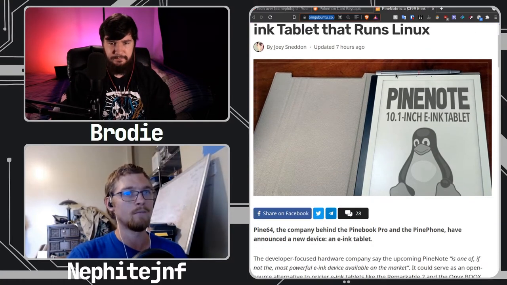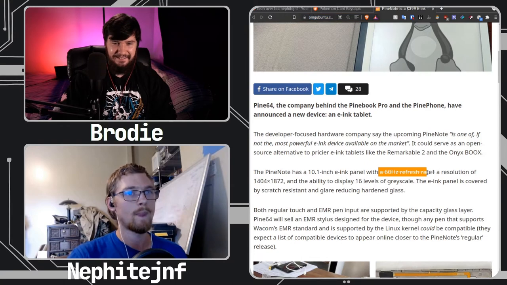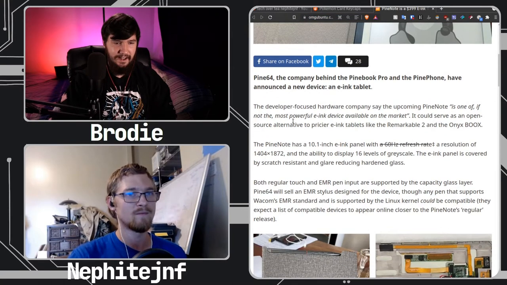So it's a 10.1 inch e-ink tablet. Okay. I like how they edited the post and then just left in the mistake, just crossed it out. So, 10.1 inch e-ink panel. E-ink is actually a really interesting technology.